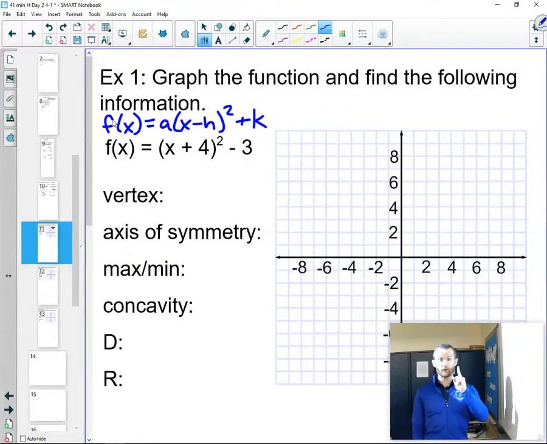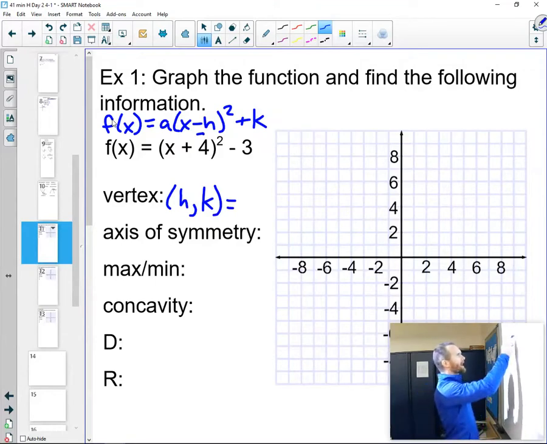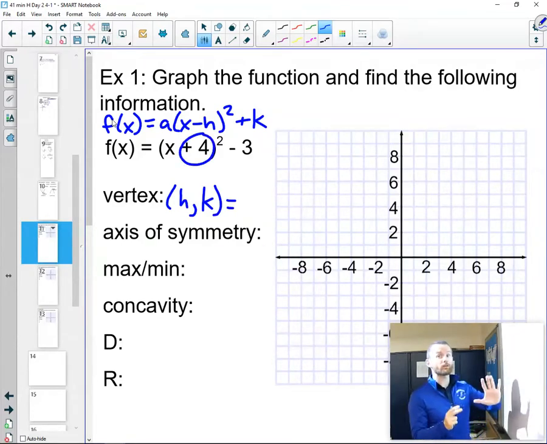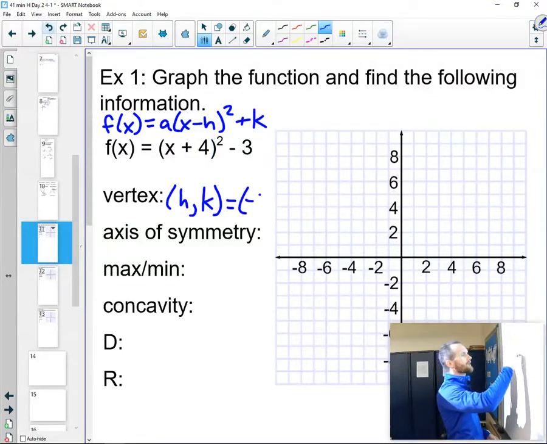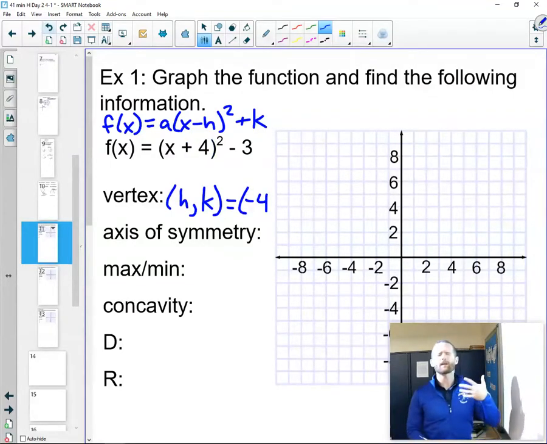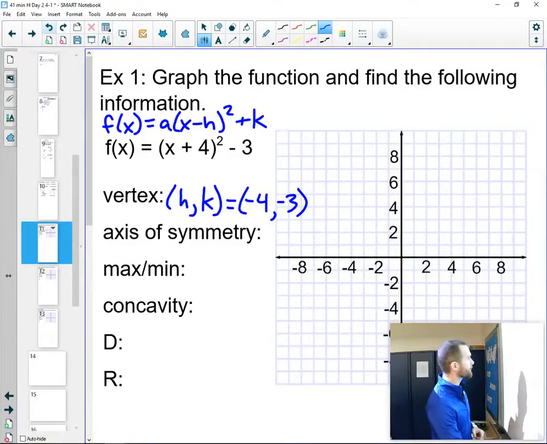First thing we always want to find is the vertex because that's the most important point. The vertex is always (h, k), remember. So let me see. In this case, h looks like it's a positive 4, but remember, we talked about this in a previous video. We always have to change the sign of h. So h is actually a negative 4. We have to change the sign of what it looks like h is. It looks like h is positive, but it actually comes out as a negative. With k, we don't need to do that. k stays negative. So it's (negative 4, negative 3) is our vertex.